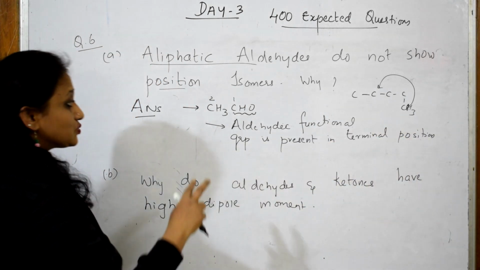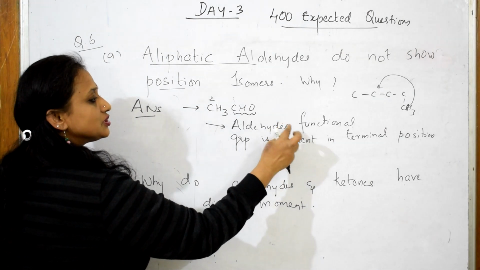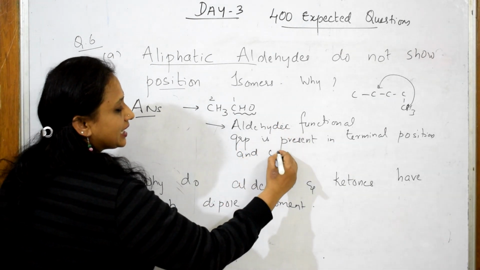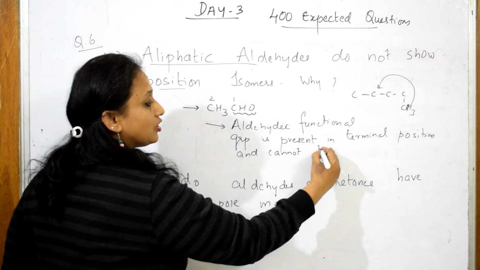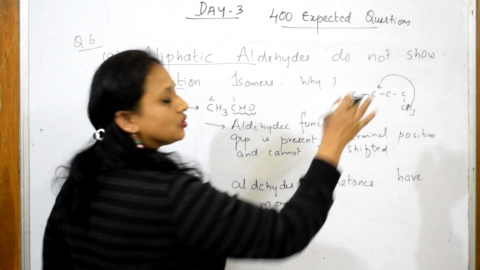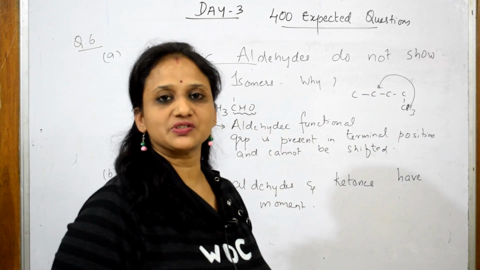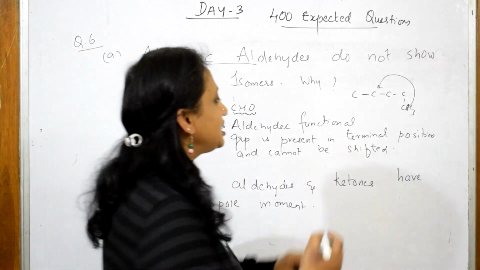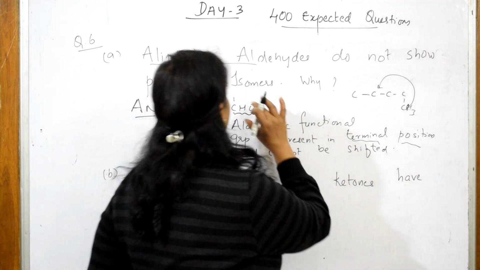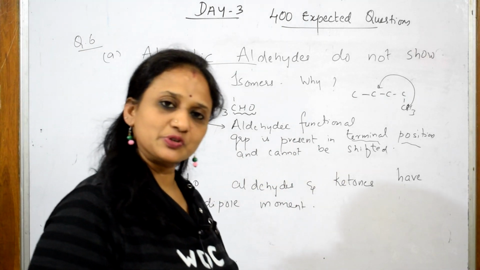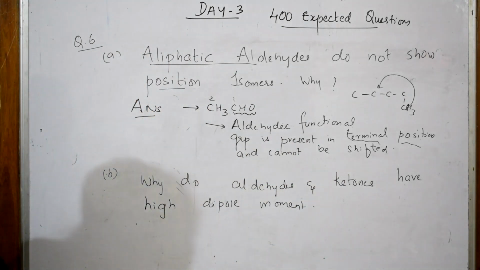But in this case, what happened? Aldehydic functional group is present in the terminal position and cannot be shifted. Hence, it will not show any position isomerism. So the keyword is aldehydic functional group at the terminal position, at the end. That is called the keyword. So I can't show any position isomerism. Let us see the next question.